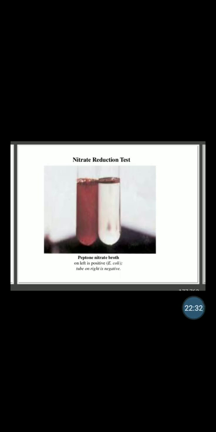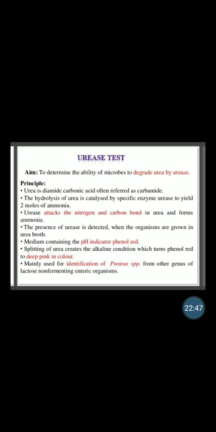If there is no color change, then it shows the absence of this test. Here we can see the images. First, if there is formation of red color, then this test is positive, and if there is no color change, then this test is negative. Next we will see the urease test.